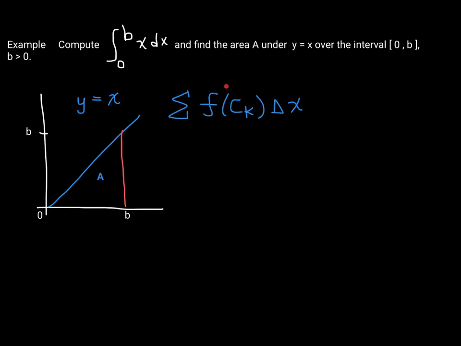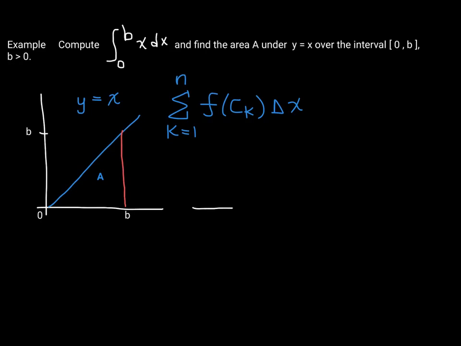Where this is the height of our rectangles and this is the width of our rectangles. And we're going to let k go from 1 to n. These c sub k values are points within each subinterval. And we're going to allow the width of our subintervals to approach 0, and the number of rectangles to approach infinity. So let's discuss how we are partitioning our interval from 0 to b.